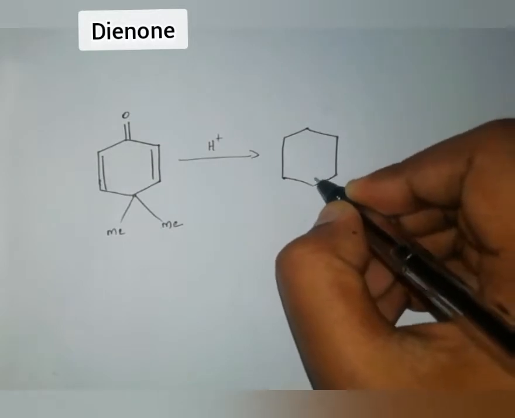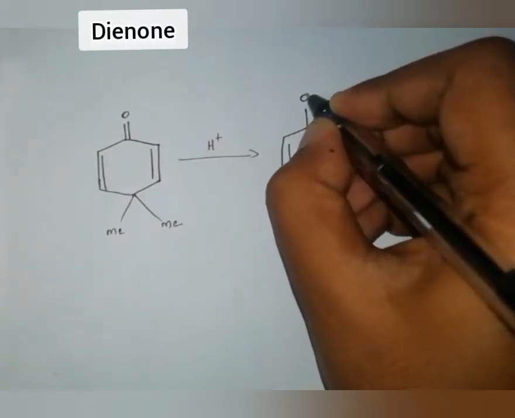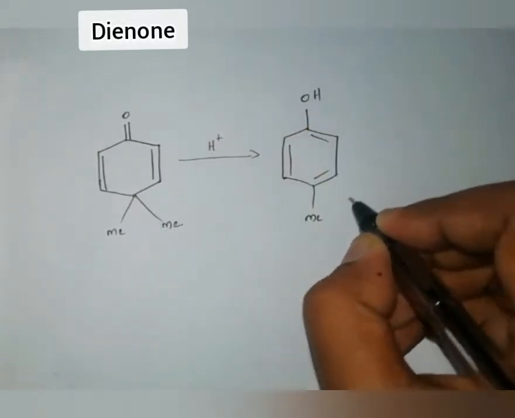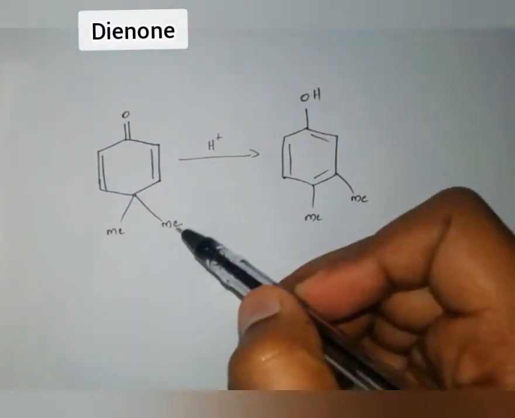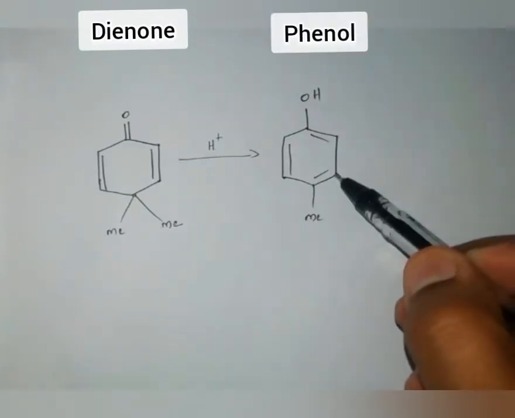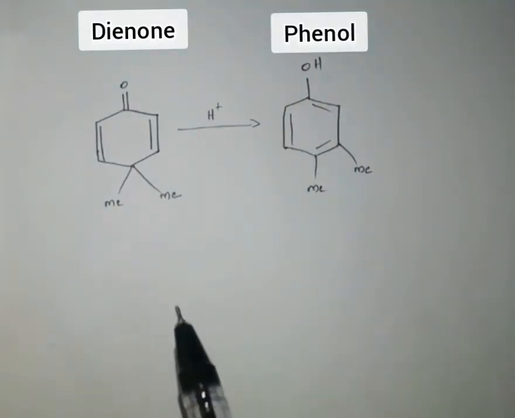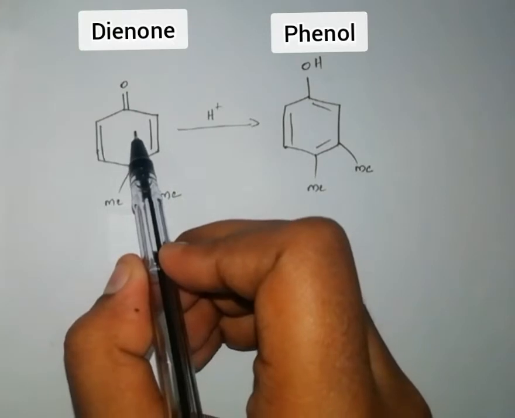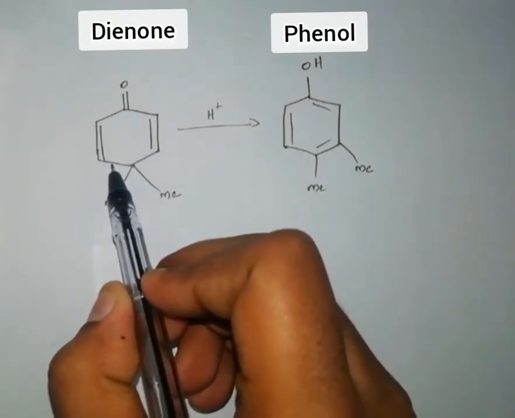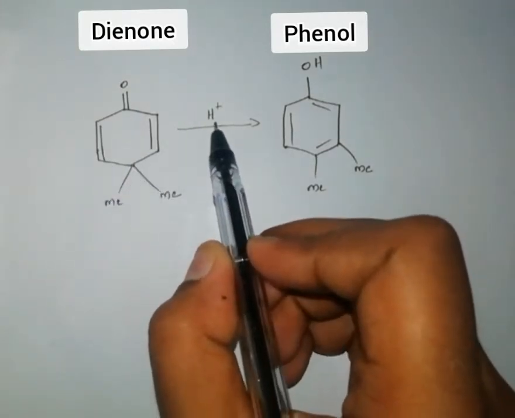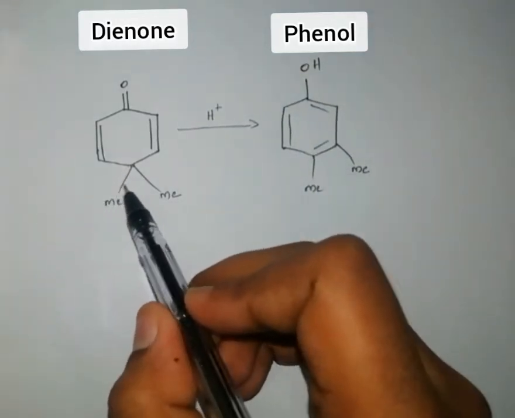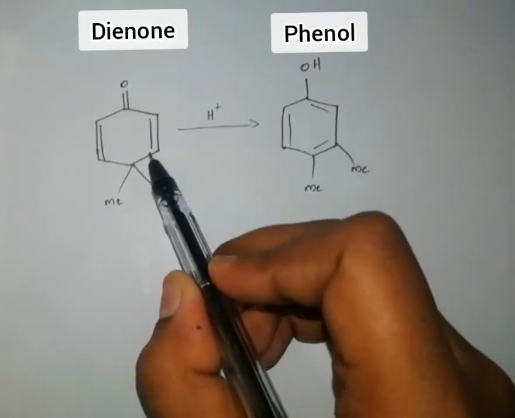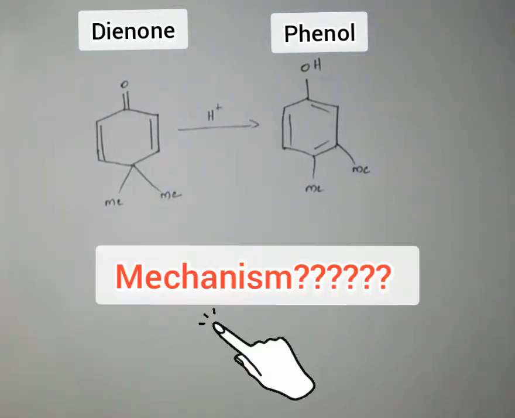This one is converted into a phenol by migration of one of the substituents to the adjacent carbon. So, in a dienone phenol rearrangement, a 4,4 disubstituted cyclohexadienone is treated with a mineral acid. It is converted into a phenol by the migration of one of the substituent groups to the adjacent carbon. So let's discuss the mechanism of this particular reaction.